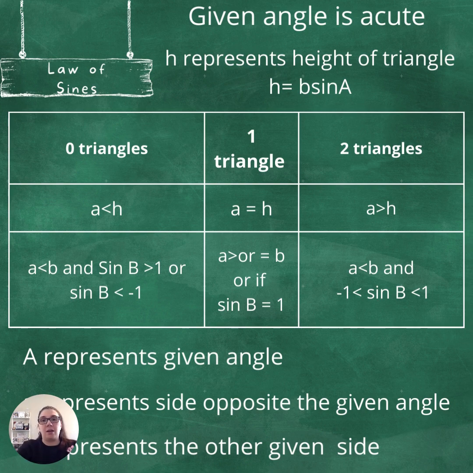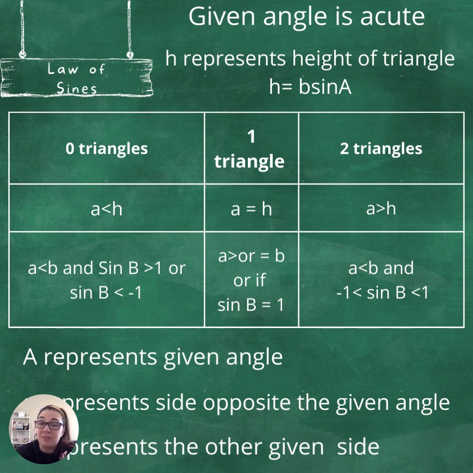Here's this chart that tells us how to recognize if there's no triangles, 1 triangle, or 2. You'll see a couple letters that I use. H represents the height of the triangle, and to find that value, you would do B times the sine of A. Basically, that means the sine of the given angle times the side that is not opposite of that angle, which is why it's lowercase b and not lowercase a, because the lowercase a is the side opposite of that angle. So b sine A is the height of the triangle.